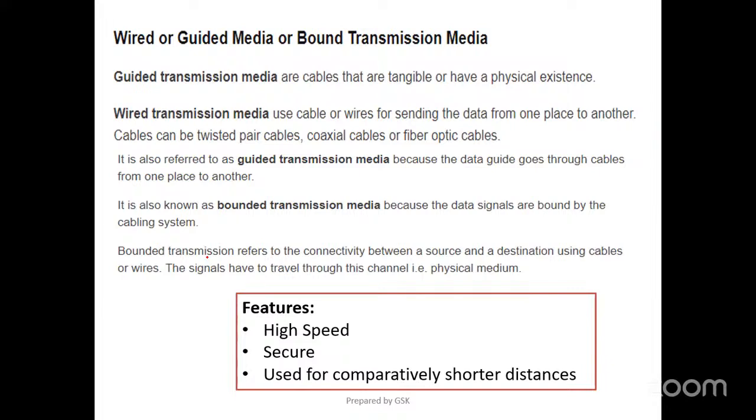Coming to the features of bounded or guided transmission media: first, they are high speed. Second is secure, a very important point. Whenever we use cables, a physical or wired connection, the connection is always more secure than wireless. Generally, a wired connection is suggested for shorter distances only. If the distance is very lengthy, you cannot use cables because that becomes complicated and very costly.